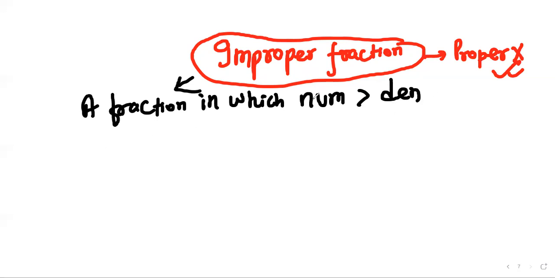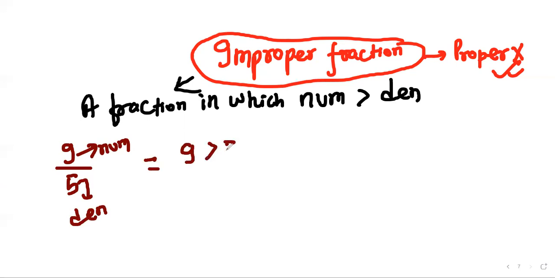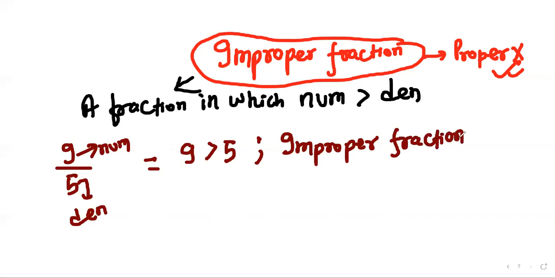Let's try to understand with some examples. If I write 9 over 5, here the numerator is 9 and the denominator is 5. We see that this 9 is greater than 5. It means the numerator is greater than the denominator. This comes in the category of improper fractions.